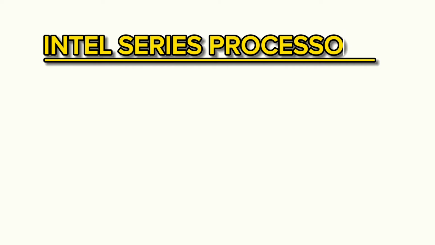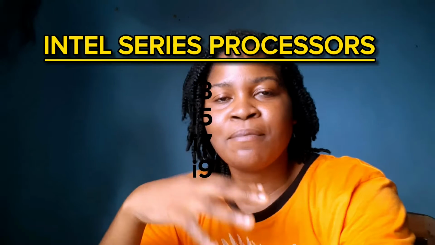But for now, let's take a look at the two most preferred manufacturers of a processor. Now, there are two most preferred manufacturers of a processor, which are Intel and AMD. Intel has the Intel Core series, which comes in four different categories: the i3, i5, i7, and i9 processors.